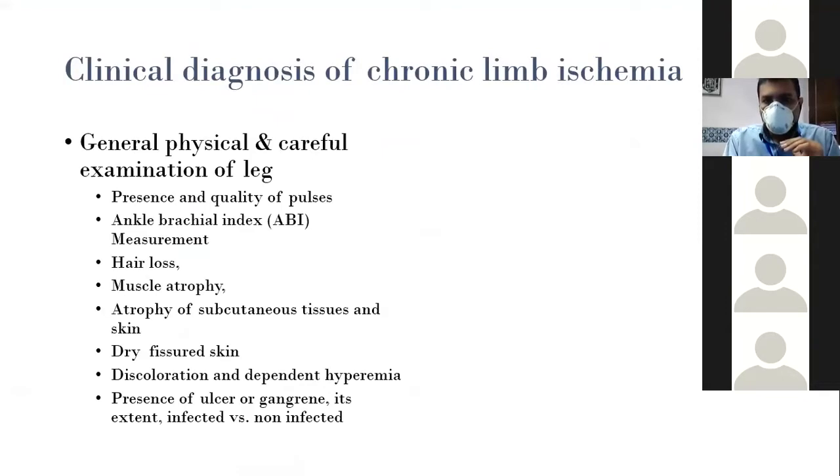We have to look for hair loss, muscle atrophy, atrophy of subcutaneous tissue and skin, dry fissured skin, discoloration or dependent hyperemia, and the presence of ulcer or gangrene. Then we have to check the presence and quality of the pulses, starting from the femoral downwards, popliteal and pedal pulses, and also check the ankle brachial index.